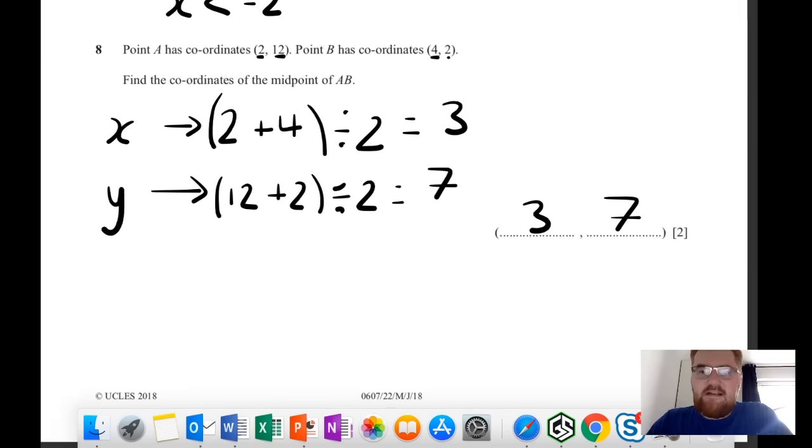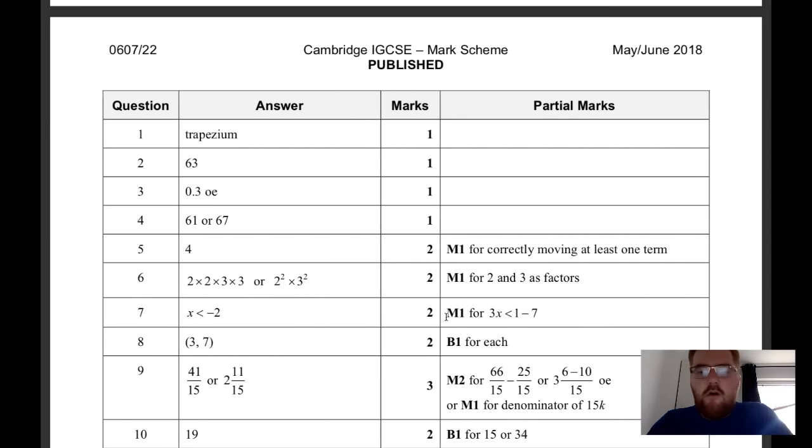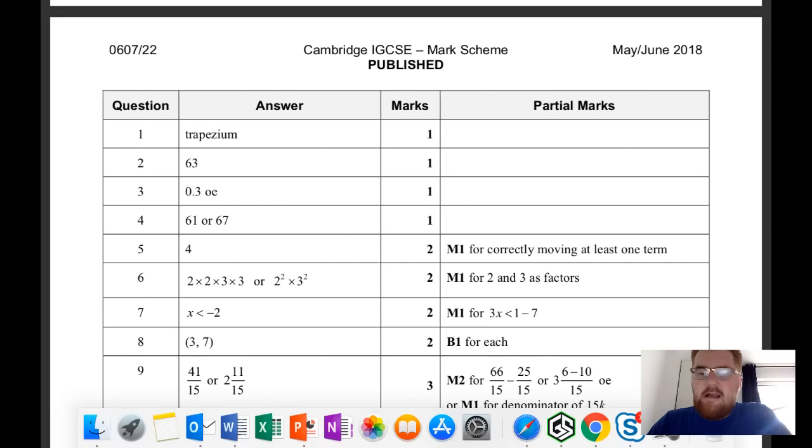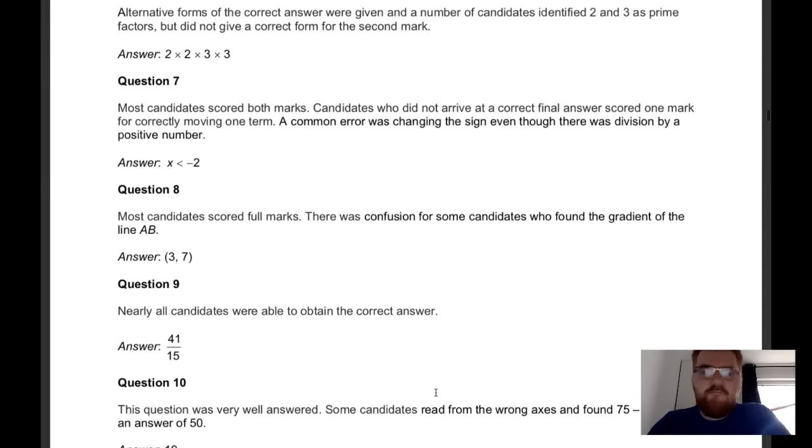Okay, so let's have a look at the mark scheme. 3, 7, 1 mark for each coordinate, and the examiner's report. Most candidates scored full marks. It's quite a high boundary on this paper for a C. It's 24 marks out of 40, so you can see a lot of students did very well. Some students found the gradient rather than the midpoint, so that's a common mistake.